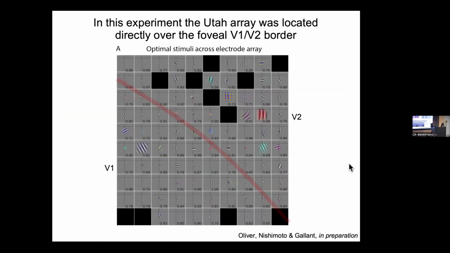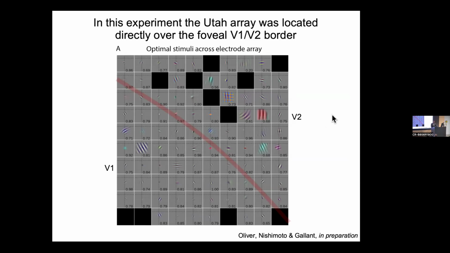So does it work in V2? We had a Utah array that overlaps the border of V1 and V2. You can see that border in red here. Remember, a Utah array is just a kind of bed of nails. It's a 10 by 10 grid. And you can see down below this line, all these neurons look like simple Gabor functions. And above this line, they look somewhat more complicated. They're tuned for color, tuned for orientation. They have larger receptive fields, and it looks like there might be some curvature tuning as well. And that's what you'd expect based on all the physiology we have from V2.